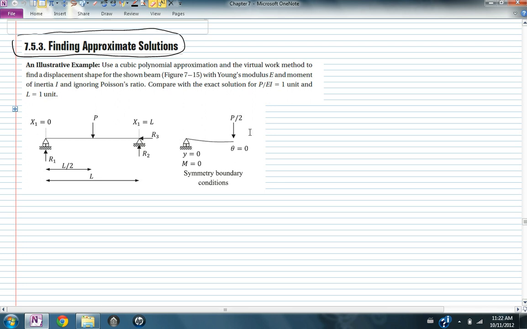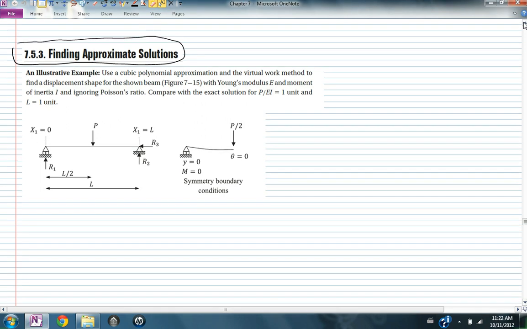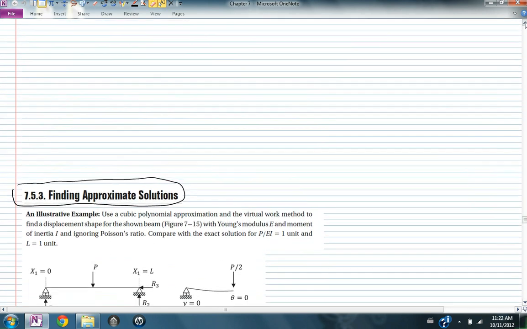In the previous parts, we have introduced the virtual work principle. We introduced the equations of the virtual work. We presented some examples in which we showed the external virtual work is equal to the internal virtual work for beams and for continuum, for general continuum. We also presented two applications for the principle of virtual work.